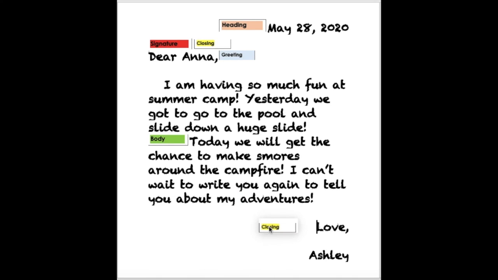The closing. Great job. So she closed her letter by saying love. And finally, Ashley. Well, we know the answer is her signature. Good job, Kipster. So now we've successfully labeled the 5 parts of this letter.